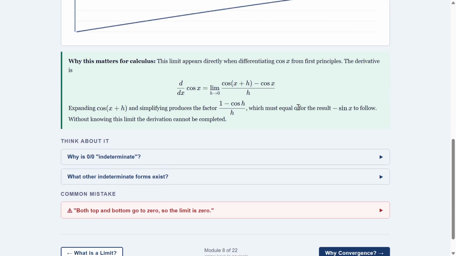Why it's important is because it occurs in differentiation from first principles as a way to find out the derivative of a function. After having been through that, try and answer why is 0 over 0 indeterminate? What other indeterminate forms exist? And try and explain why the statement "both the top and the bottom go to 0, so the limit is 0" is incorrect.